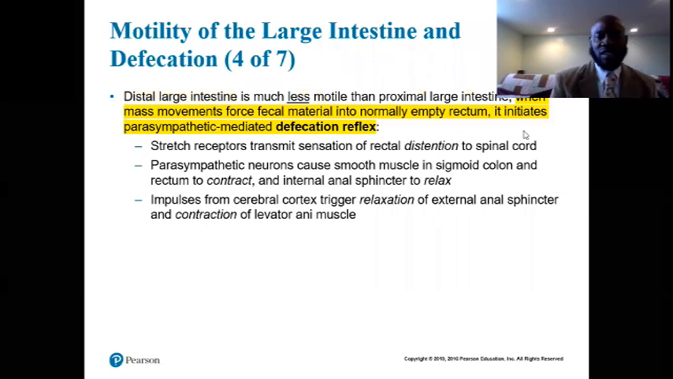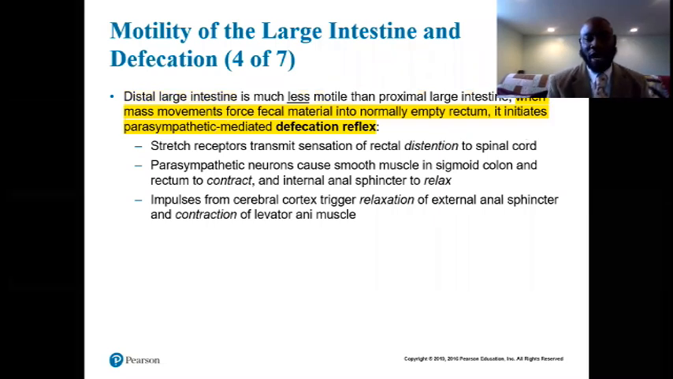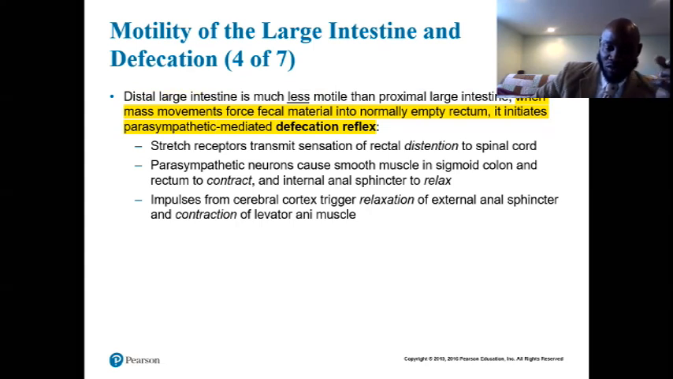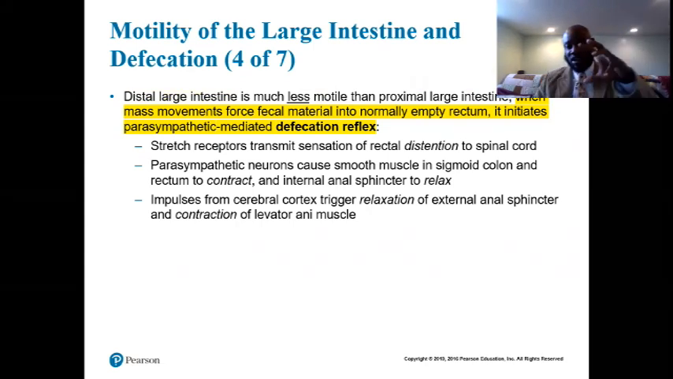The distal large intestine is much less motile than the proximal. So when mass movements force fecal material into the normally empty rectum, it initiates this parasympathetic-mediated defecation reflex. So when your rectum is stretched, there's fecal matter in here. Normally this area is empty, but now your body's pushing fecal matter into this area. We get this defecation reflex.